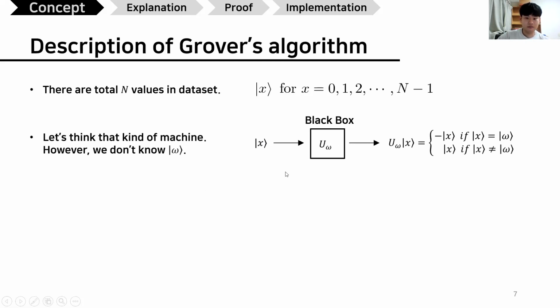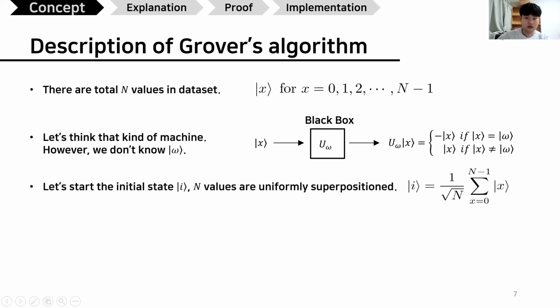In the classical system, we can just input x until we find it. There's no algorithm. However, in quantum mechanics, we can think about that kind of thing. Initially, we don't know any information about this black box, so we can think all probabilities are the same. So my initial state is one where all values are uniformly superposed, like this ket.